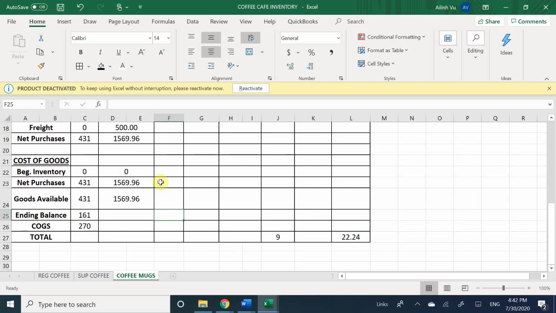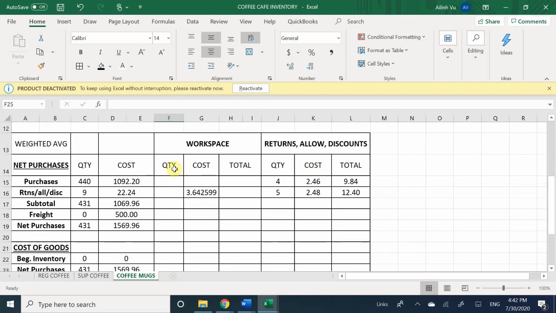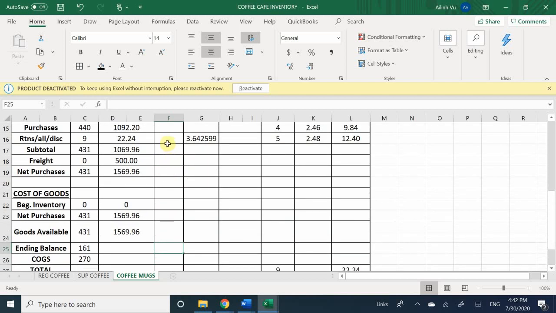1,569.96 minus 270 will give you the total of the value that's left. Right, but we got to calculate that first. We're at 1,569, but you don't have a value. Oh, okay, let me back up a little bit.